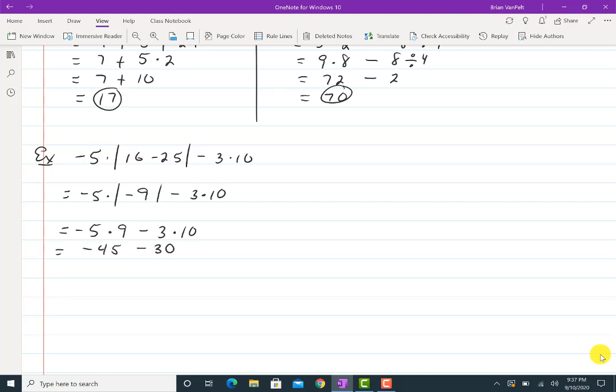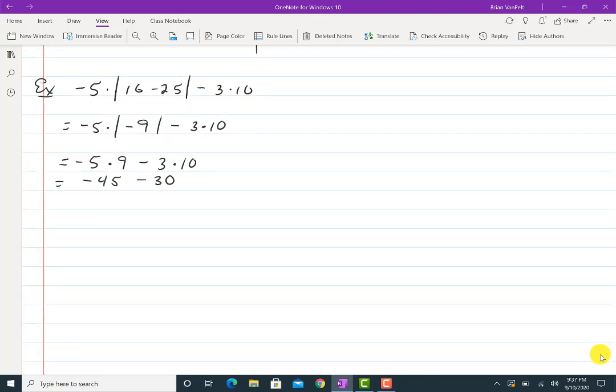And remember, to do this kind of problem, you should be able to do this in your head fairly quickly. But if you're still working on this, remember this is the same as negative 45 plus a negative 30. Since you're adding two negative numbers together, you're going to get an even more negative number. I'll get negative 75.